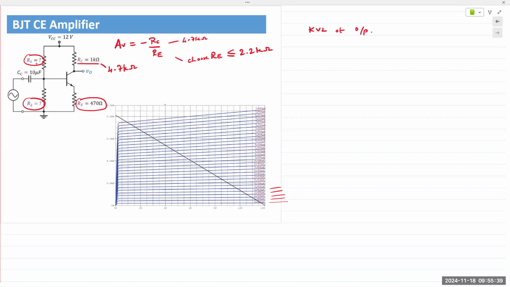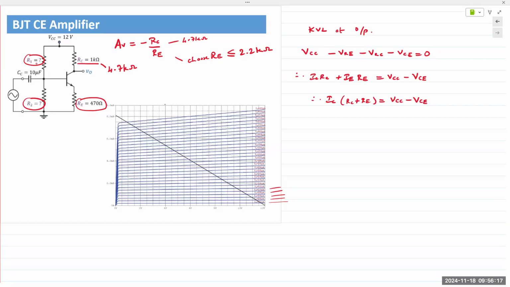So I'm going to write out the same equation from the previous slide: VCC minus VRE minus VRC minus VCE is equal to 0. I rearrange the terms, and I obtain ICRC plus IERE is equal to VCC minus VCE. Therefore, IC times (RC plus RE) is equal to VCC minus VCE.